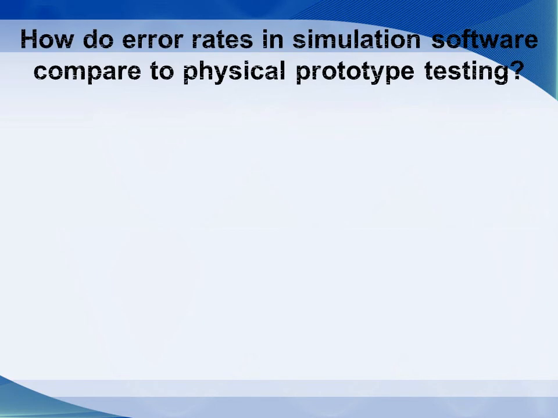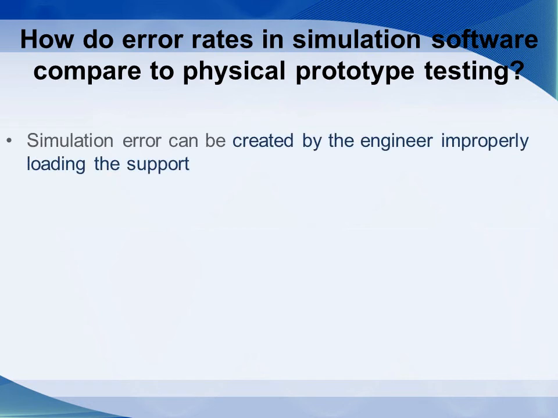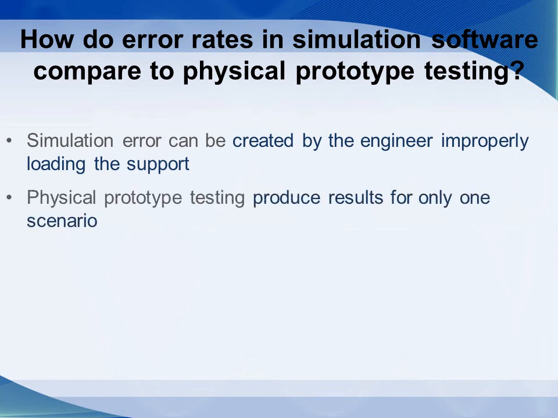Error rates can occur in both simulations and in physical testing. For example, simulation error can be caused by an engineer improperly loading information. The advantage to design analysis is that it allows the designer to quickly fix the information and run the test again. However, when the test is run on a physical prototype and incorrect information is used, the testing event is over and it is very timely and costly to replicate.